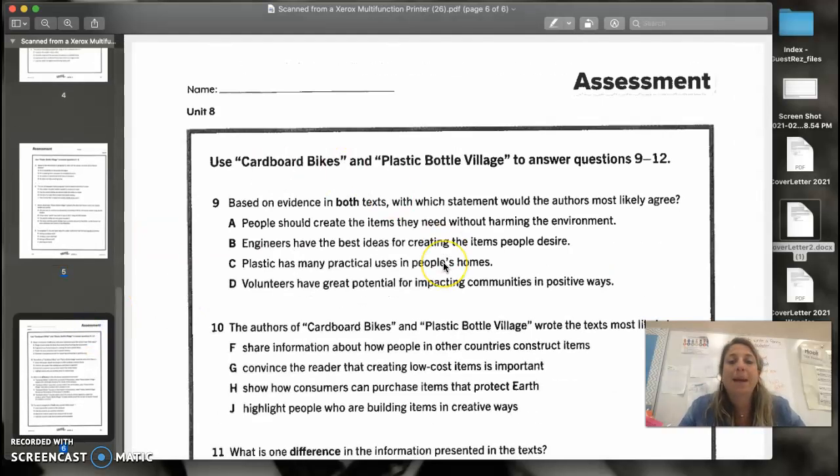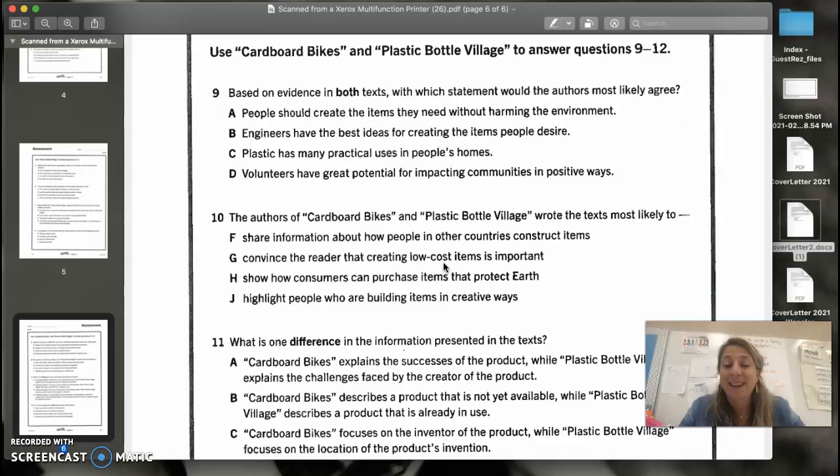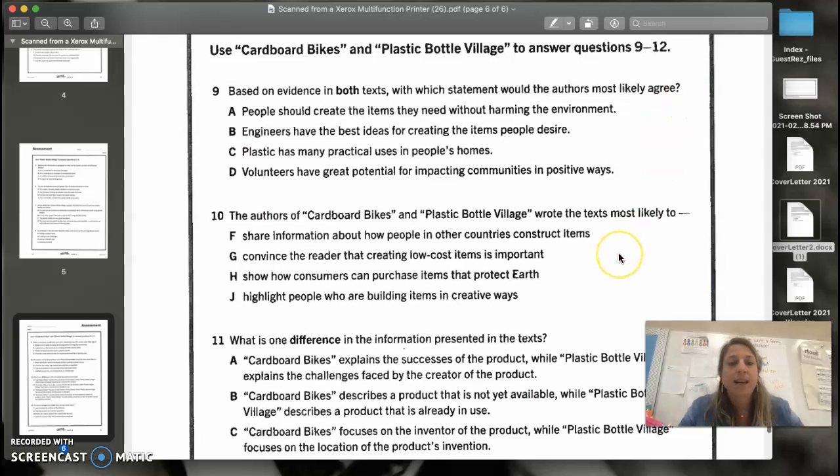Looking at the paired passage questions, this is the checks and X's strategy. Based on evidence in both texts, what would both of the authors agree with? So I would read A and go, okay, does that go with the first story about the cardboard boxes? Check or X. Think about the second story. Does that go with the second story? Check or X. And you're going to do that.